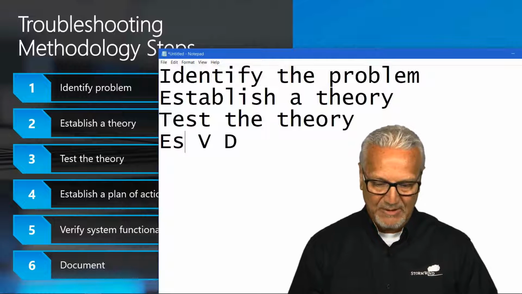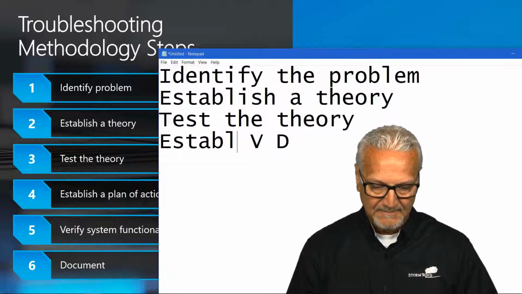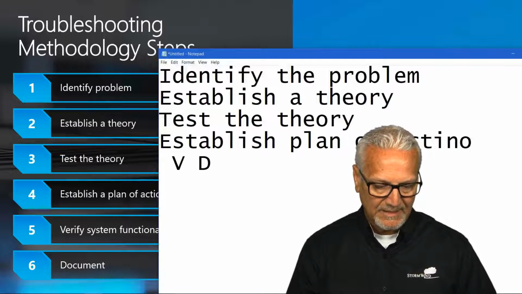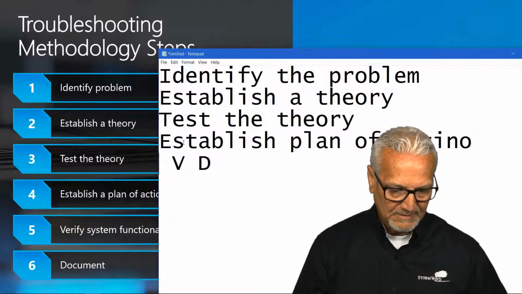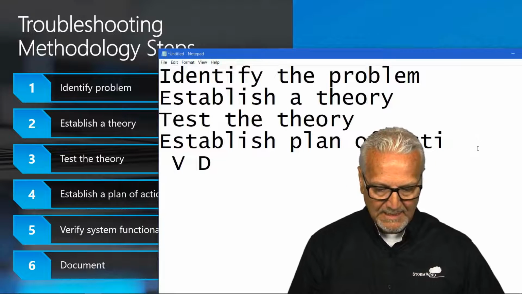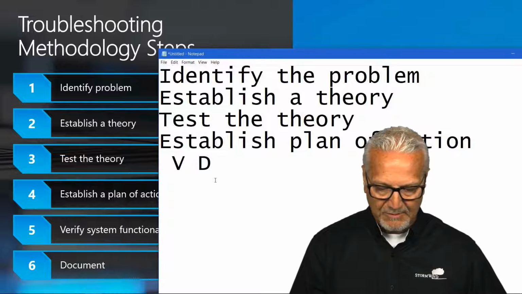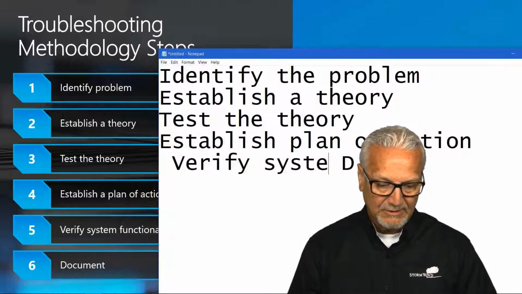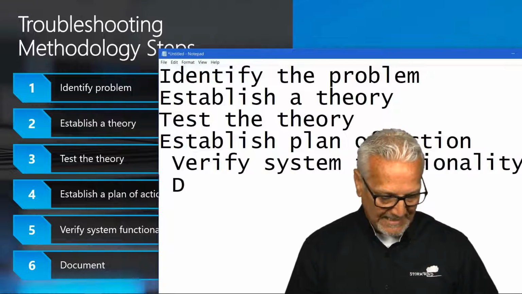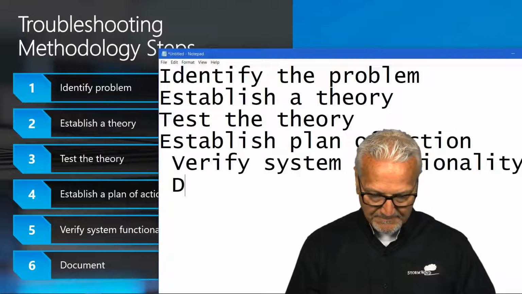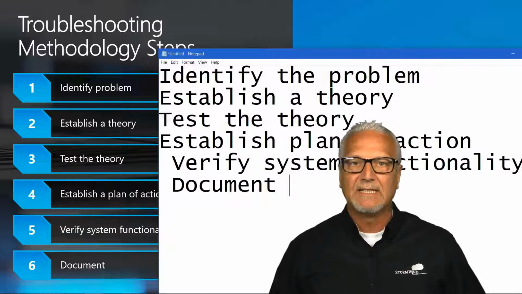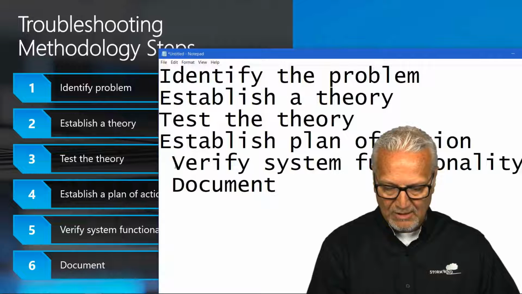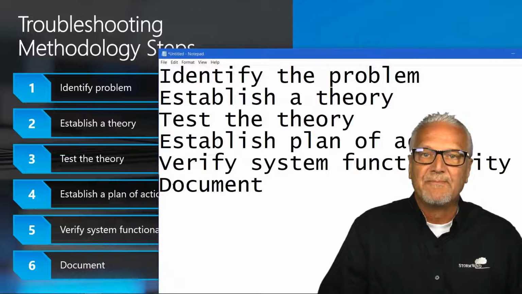So the next one, establish a plan of action. And you can even shortcut it. Doesn't matter if you misspell it like I just did. And then after you establish a plan of action, what's next? You need to verify system functionality. And then last but not least, document everything that was involved. Document what you did, make sure you capture all of the important aspects of what happened.